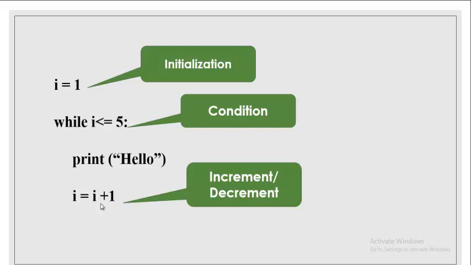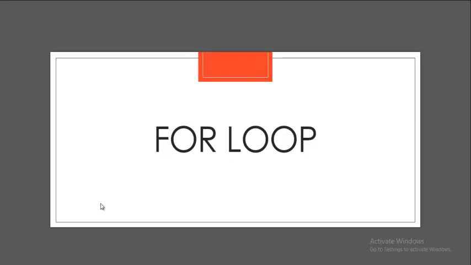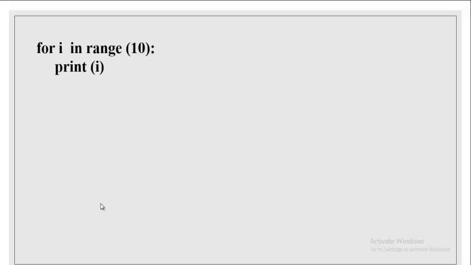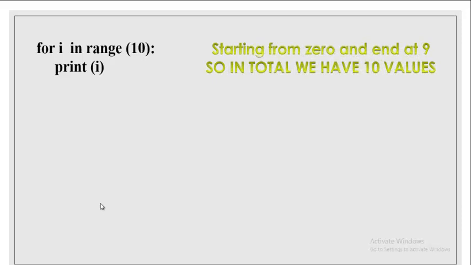Now let's go through the second way of looping, which is the for loop. In a while loop we specify a condition, but this is not the case with the for loop, because a for loop normally works with a sequence. Let's go through this example. For i in range 10, print i. You can specify 10. What is meant by 10? It means 10 values, but the numbers here start from 0 and end with 9. In total we have 10 different values.